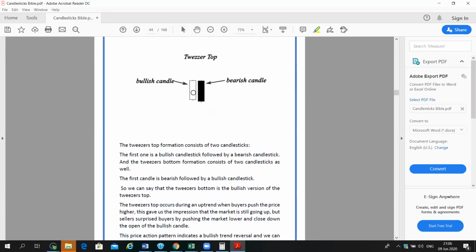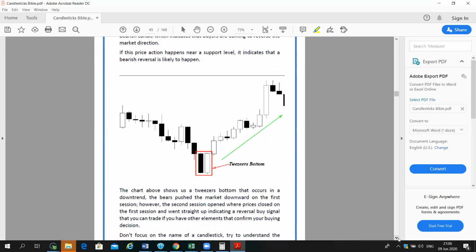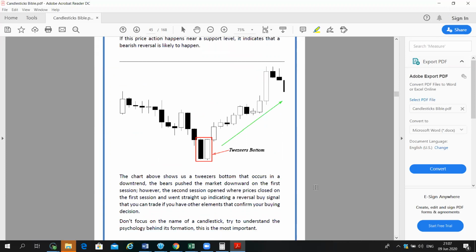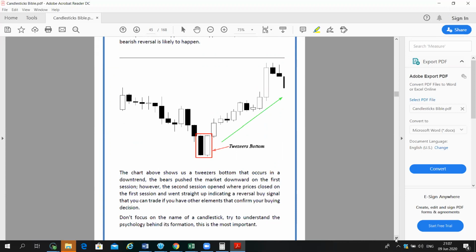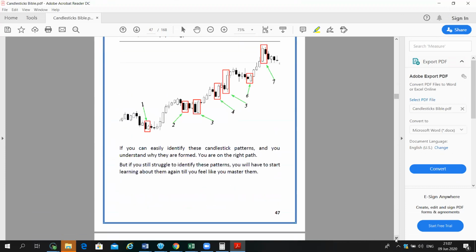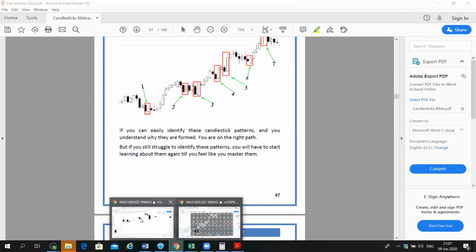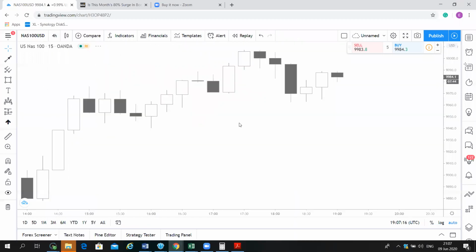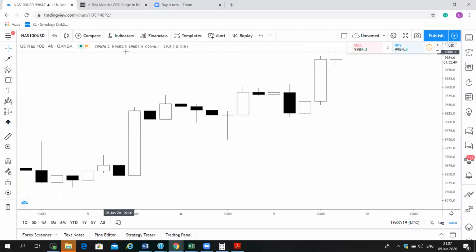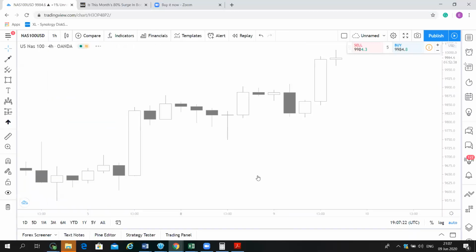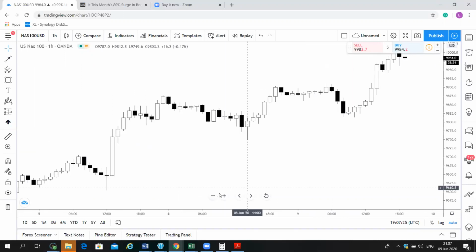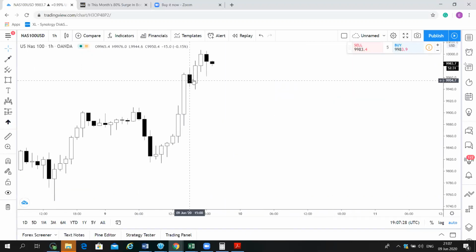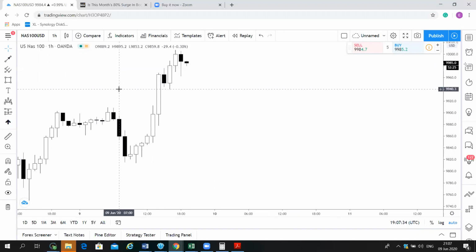Tweezer top, you can see if it's bearish, expect a bearish market. In fact, that is what happened today when we bought Nasdaq. Bullish, you can see, expect a bullish market. Bearish, you can see, expect a bearish market, right? So it's what happened today when we decided to buy Nasdaq 100. I can just quickly show you on a 4-hour chart. You can see, no, not on a 4-hour, was it a 1-hour chart? There was a formation on an hour chart. No, that's not the one on a 1-hour chart, but yeah.